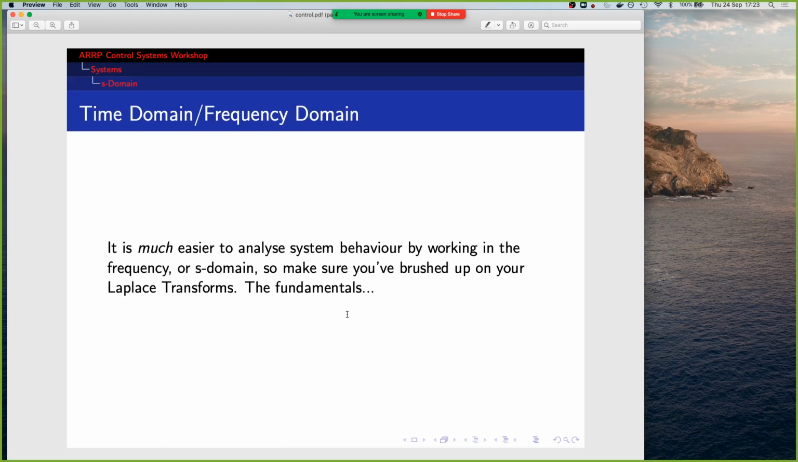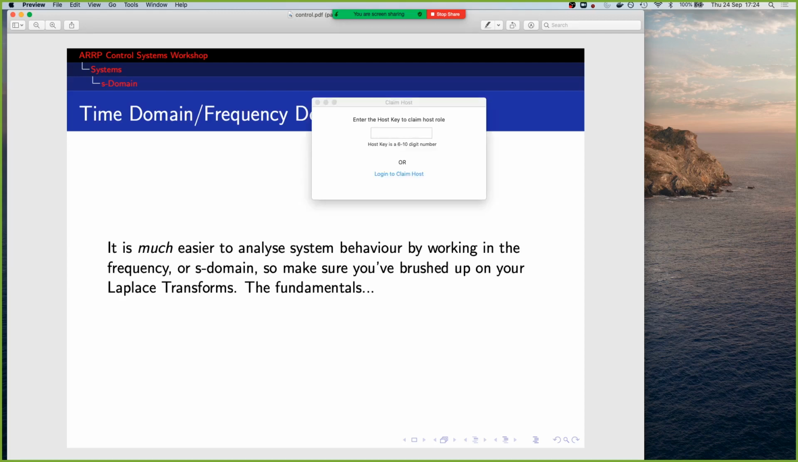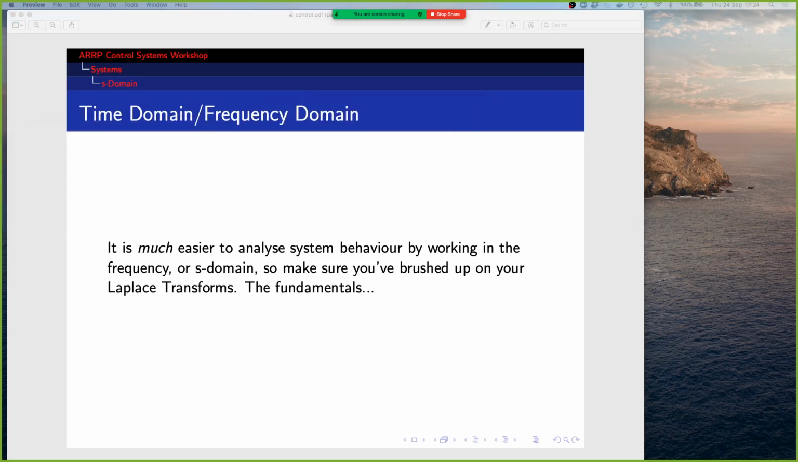Laplace transforms. Has anyone not done Laplace transforms before, or worked in the frequency domain or the S domain? Feel free to speak up if you have not. Otherwise, great. Sounds like we have all done Laplace transforms. Yep, a while ago, no worries.